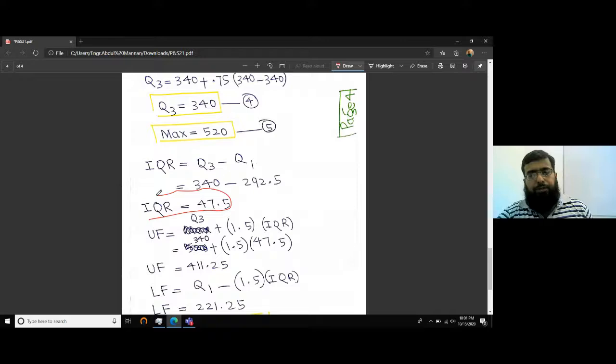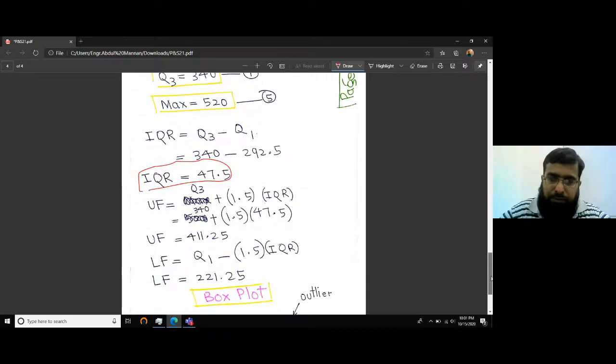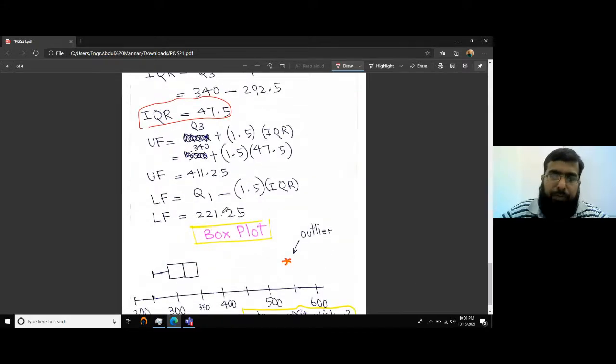That's the number, IQR. UF, the upper fence, would be Q3 plus 1.5 times IQR. LF, the lower fence, would be Q1 minus 1.5 IQR. This F is fence, the limit: fence, upper fence, lower fence.